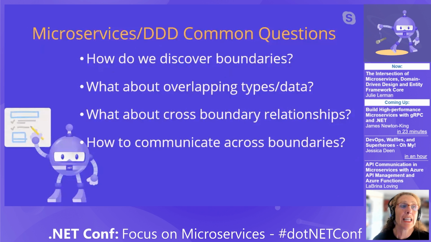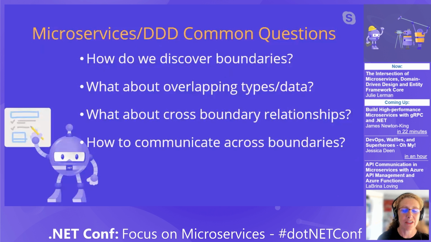Once we've laid out some of this common guidance, then come the questions, and we've got a lot of the same questions as well. How do we figure out how to break these problems up into smaller problems? How do we figure out where those boundaries are? What do we do when we've got data or types that overlap between services or bounded contexts? Here's one that creates a lot of stress for a lot of people: what about relationships that cross boundaries? And then once you've defined all this, how do you communicate across those boundaries?